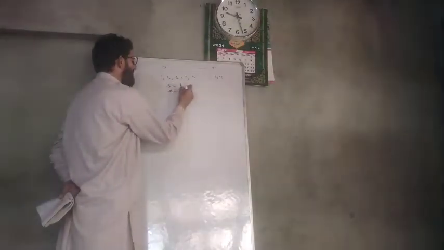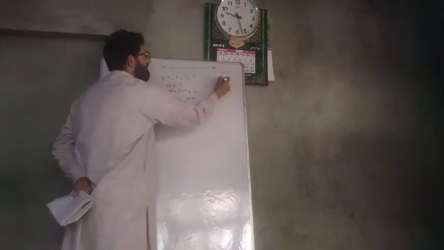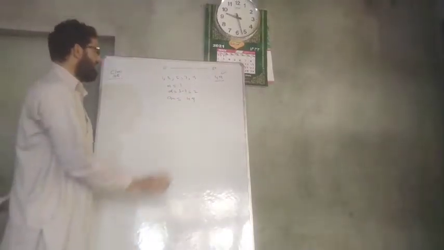A is equal to 1. What is D? D is equal to 3 minus 1, that is 2. And what is AN? AN is equal to 49. This is the last term. Let's find what is N.